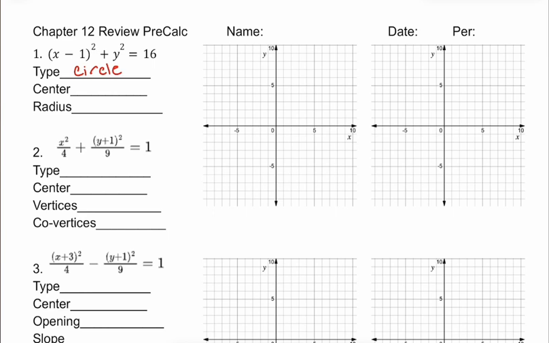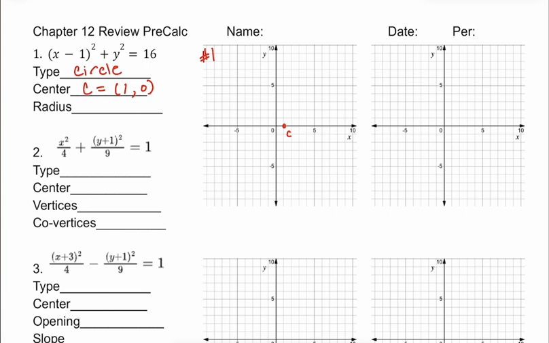The center, remember, is our (h, k). In this particular one, our h is the opposite of what we see by the x, so positive 1. There's nothing by our y, so that's a 0. Go over to your graph paper. I'm going to call this number 1 here. Go over to your graph paper, find the point (1, 0), and mark it with a C.